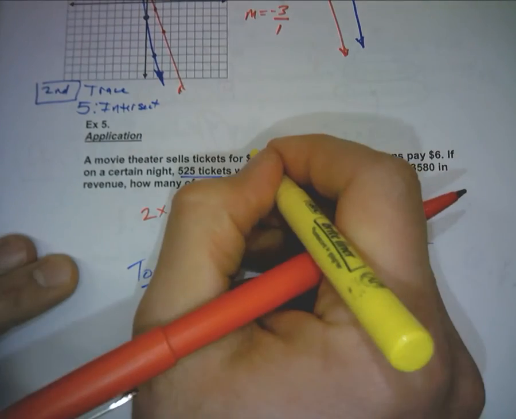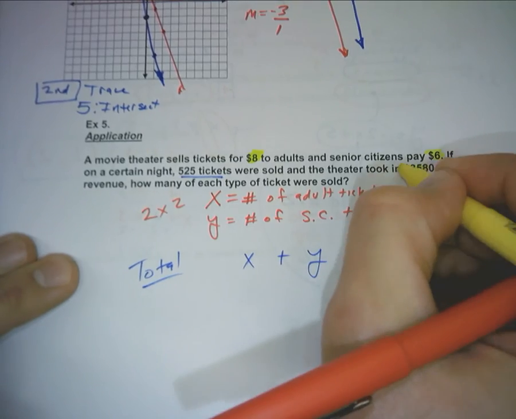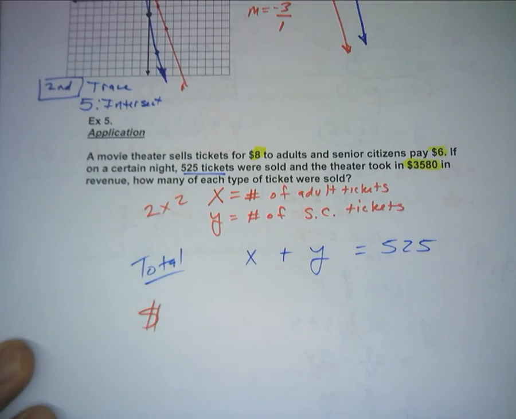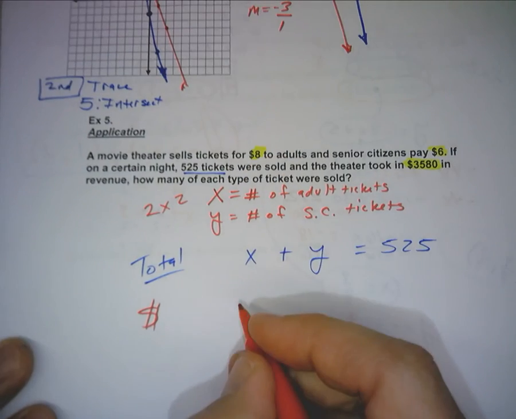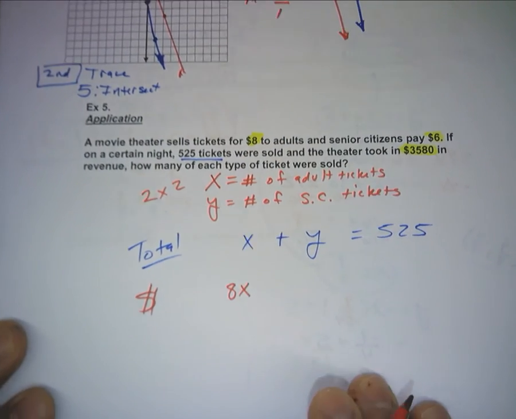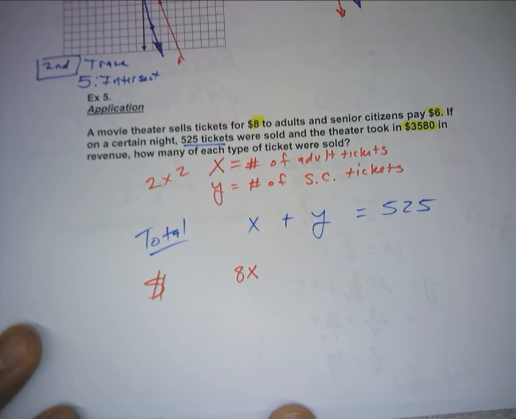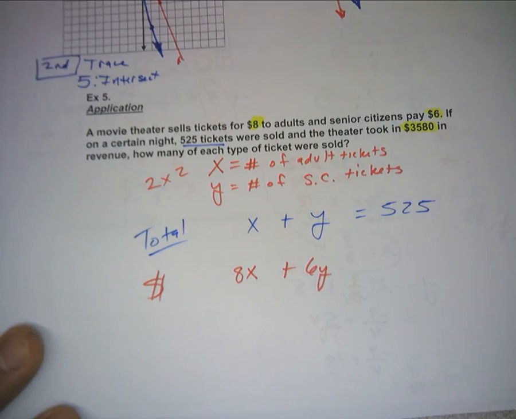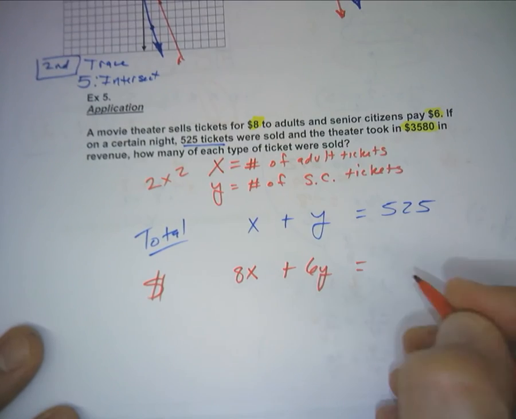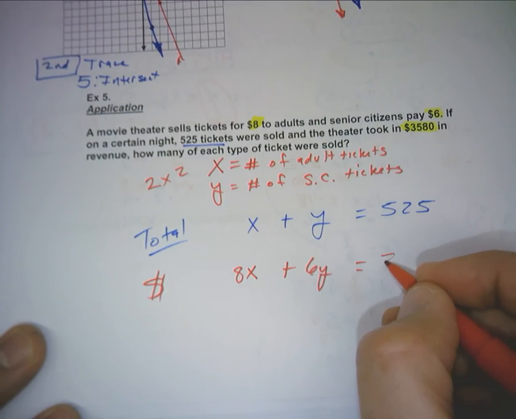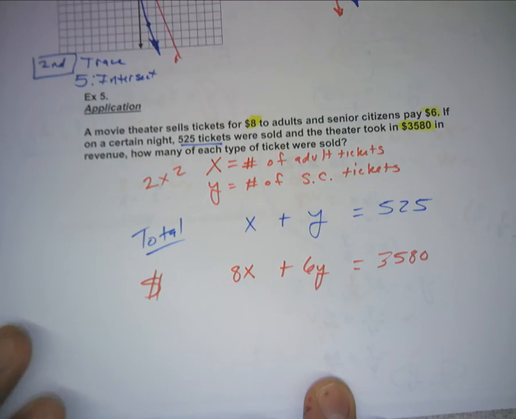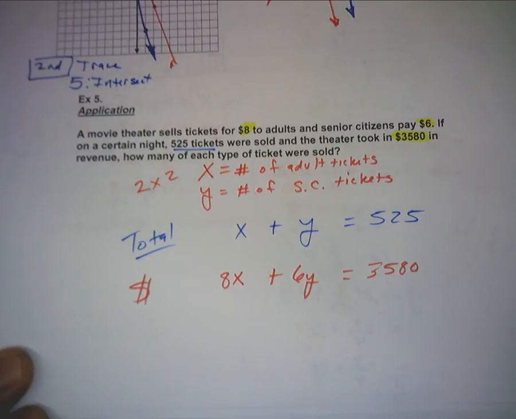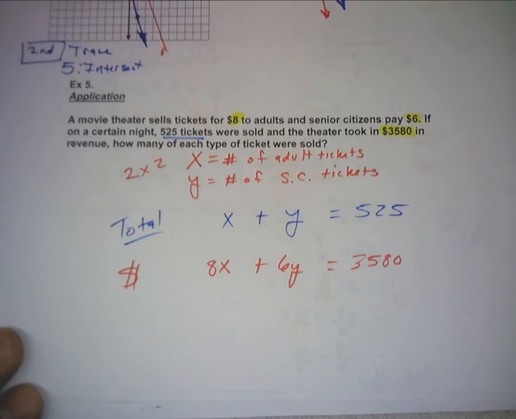Then I see a bunch of dollar signs, right? Well, then there's a money one. So it's $8 for adults, right? So for every ticket, multiply that by 8 for adult tickets. And then $6 for senior citizens. So take that times 6y. And that would give me a total of 3,580. Okay, so I've got my 2 variables, 2 equations, and now this thing's ready to go.